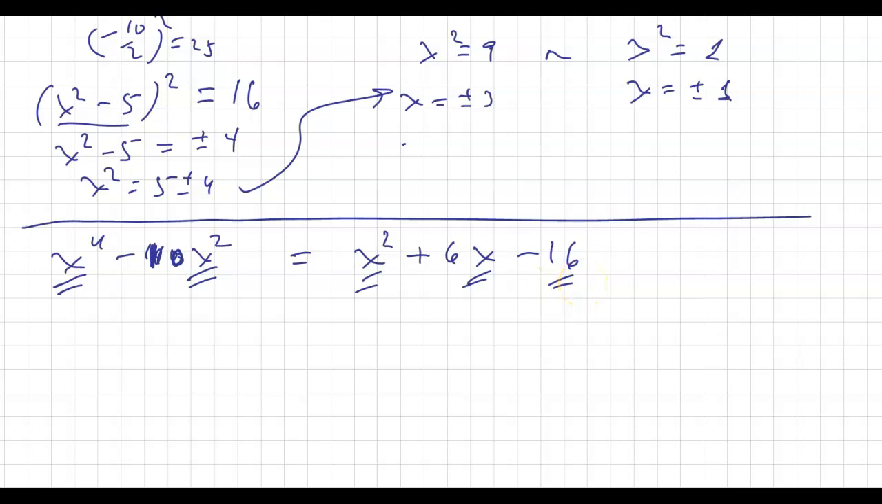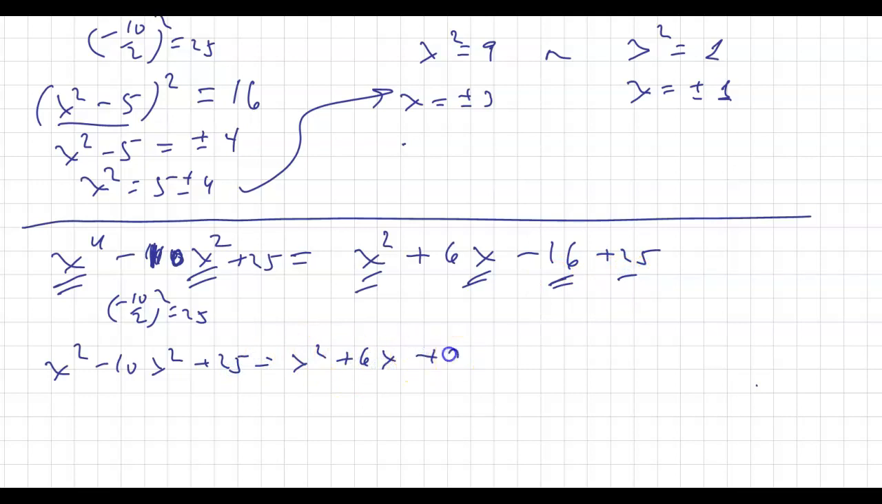Now I want to do completing the square on this. And at the moment, this left side is not a perfect square. And actually the right side is not a perfect square either. Well, to make the left side a perfect square, I would calculate negative 10 over 2 squared equals 25. And I would add 25 to both sides. And if I combine the minus 16 and the 25, I get plus 9.